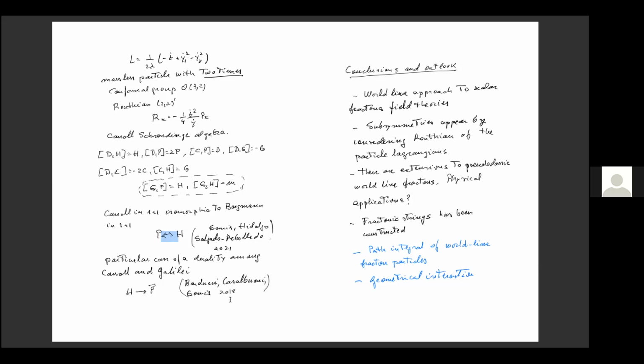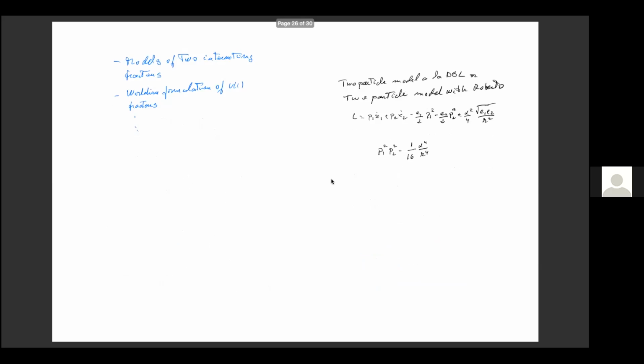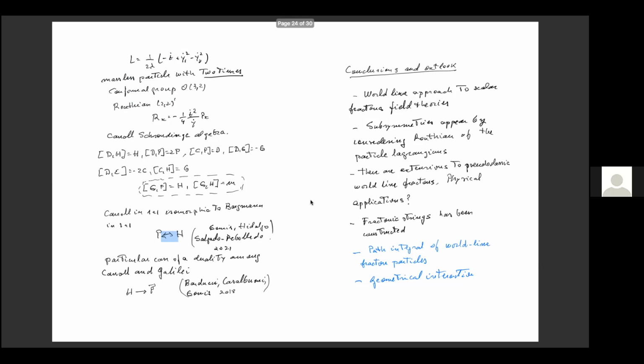Now, let me conclude. Since I see that I have been going very fast and you didn't ask me anything, I conclude with the following. We started to construct the worldline approach to scalar fracton field theories. The subsymmetries appear by considering the Routhians of the particle Lagrangians.